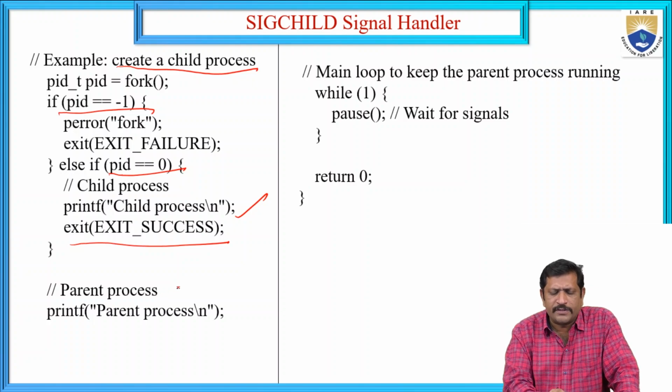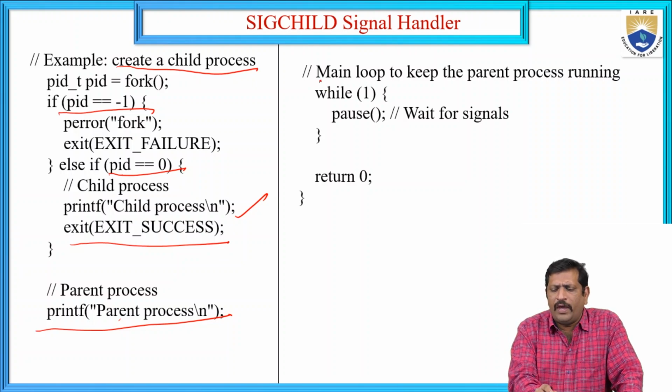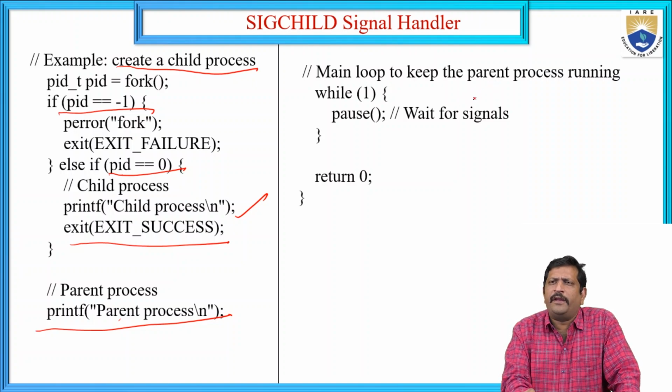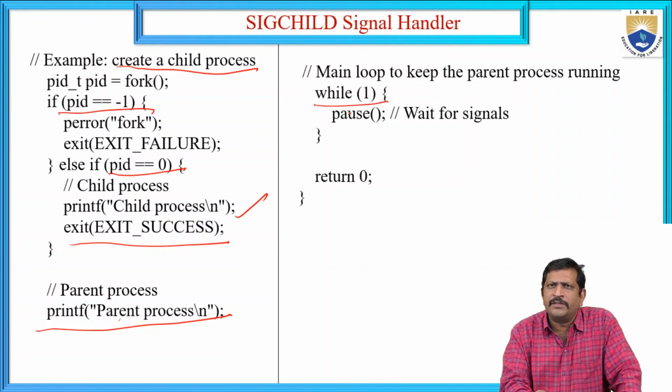Here is the parent process. Parent process means printf parent process. So this is a parent to the SIGCHLD signal. What we are doing here is a main loop to keep the parent process running. Whatever the main loop, we are using it to keep the parent process running. And while 1, here pid equals 1. While 1 means pid equals 1. Now we can pause the other processing, waiting for signal.